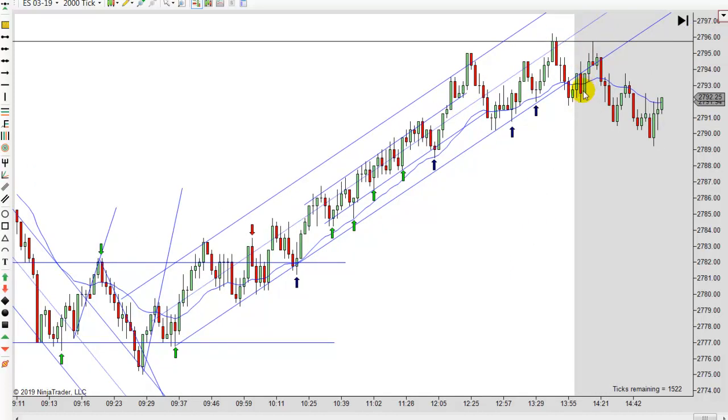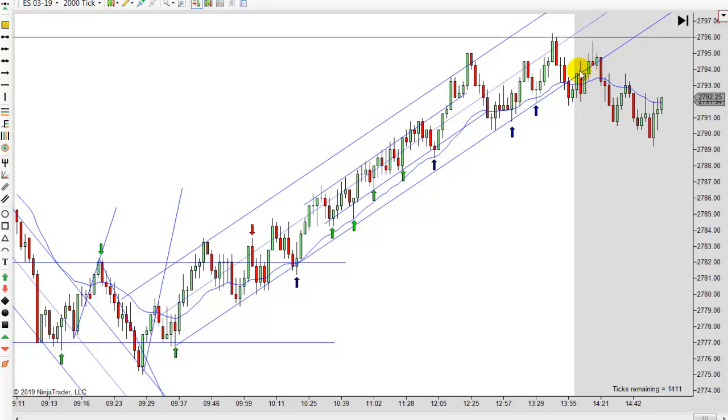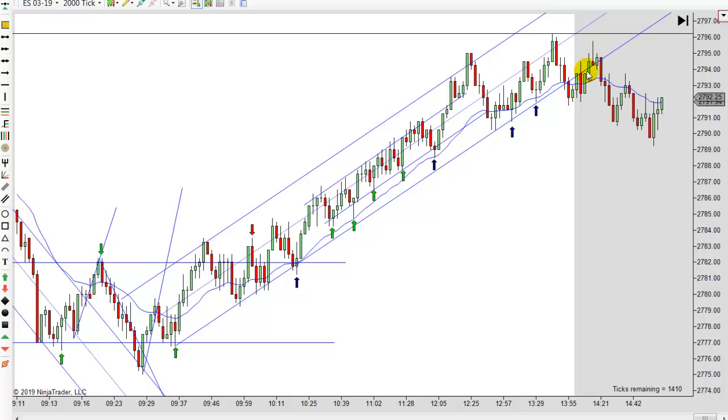There's another second entry right here. It's not a very good setup, but it's the second entry and it's right after 2. If you'd taken that, it would have worked too. I didn't mark it because it's after 2 o'clock, but that would have worked too. And that's really just barely into 2 o'clock actually.